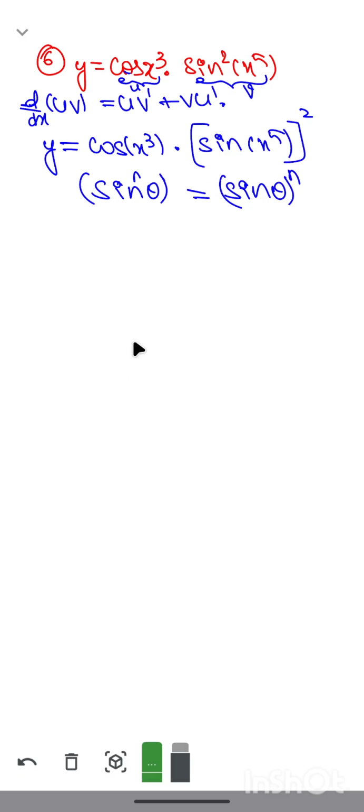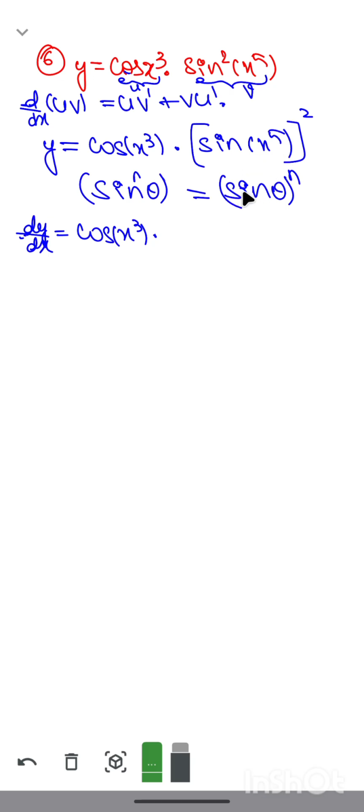Like this we can write. Okay. Now find the derivative of the given function. I am writing directly. Differentiation of y with respect to x, dy by dx, is equal to u into v dash, where u is nothing but cos of x cube. Differentiation of v we should write.